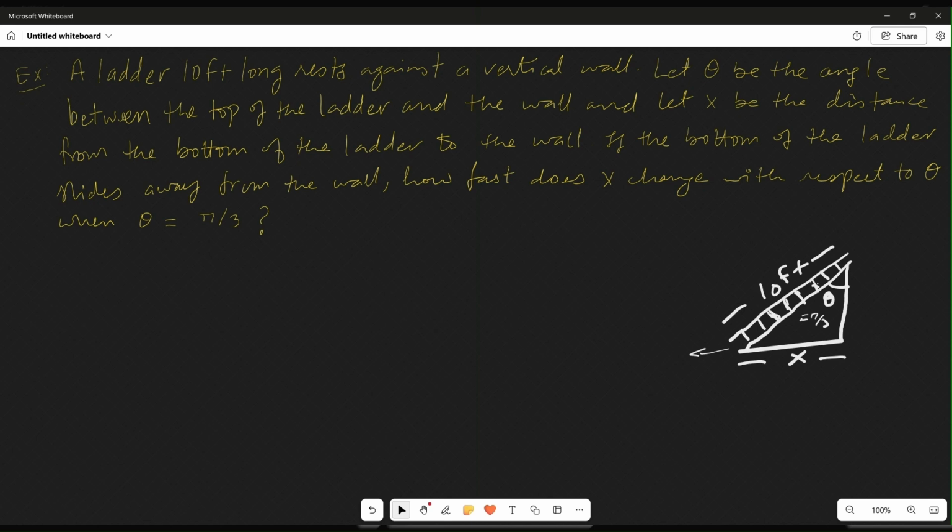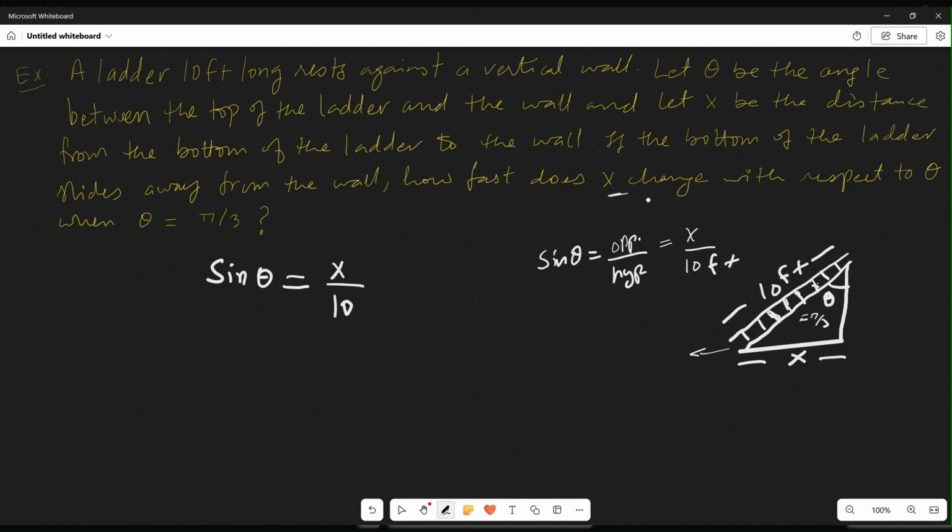Okay, and if you remember, sine theta is what? Sine theta is opposite over hypotenuse, which is base x over 10 feet. Hypotenuse is given, right? 10 feet here. And we are trying to find how fast x changes with respect to theta when theta is this. So we have sine theta is equal to x over 10.